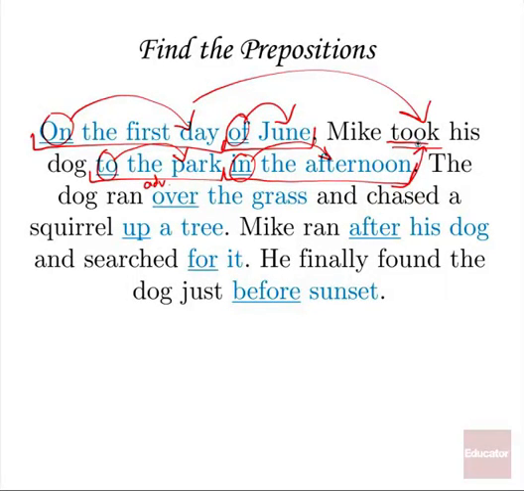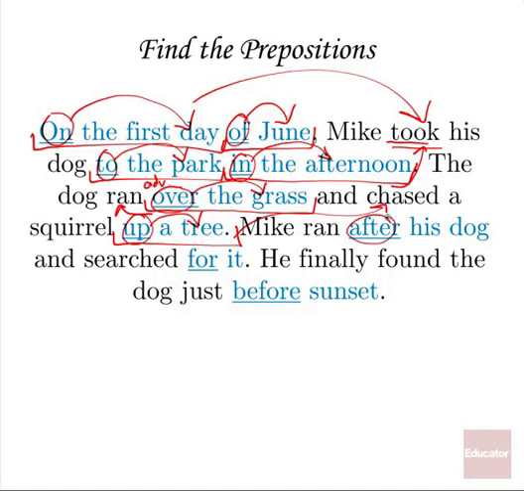Those are some very busy dogs. The dog ran over the grass and chased a squirrel up a tree. Both of those tell you where something happened. Where did the dog run? Over the grass. It's modifying ran, so it's acting as an adverb. And where did the dog chase the squirrel? Up a tree. Modifying chased, and again, acting as an adverb.